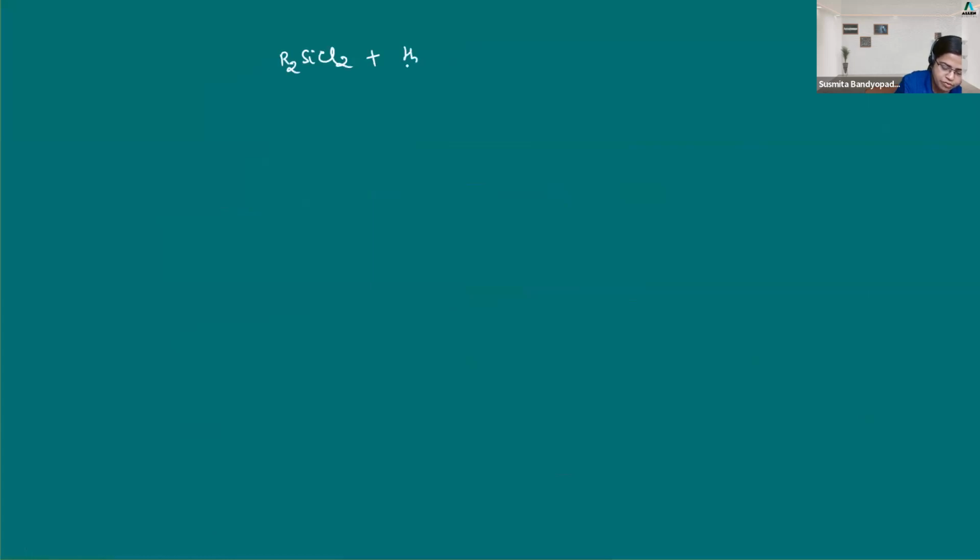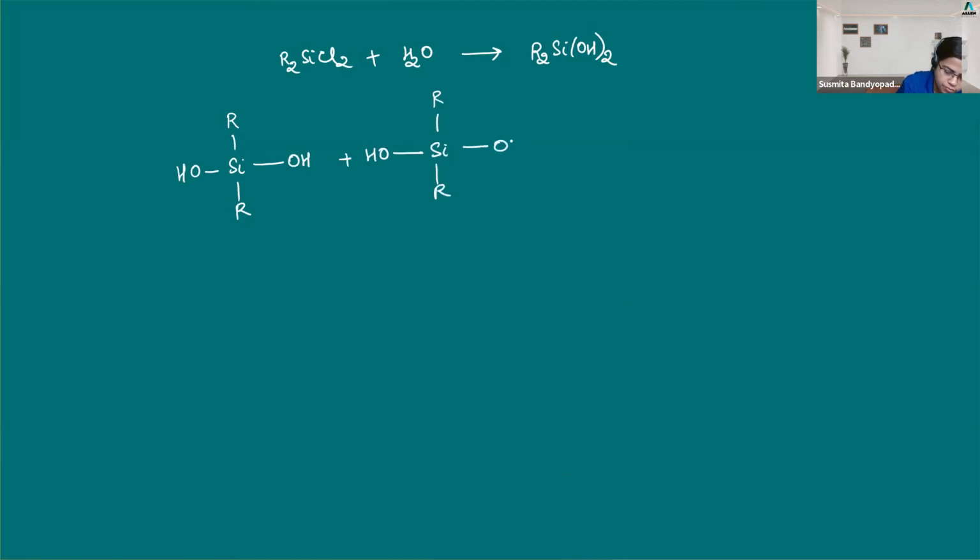R2SiCl2 first on hydrolysis produces R2Si(OH)2, and then on polymerization produces which type? Which option now? Tell me. Yes, now all correct answers are pouring in.